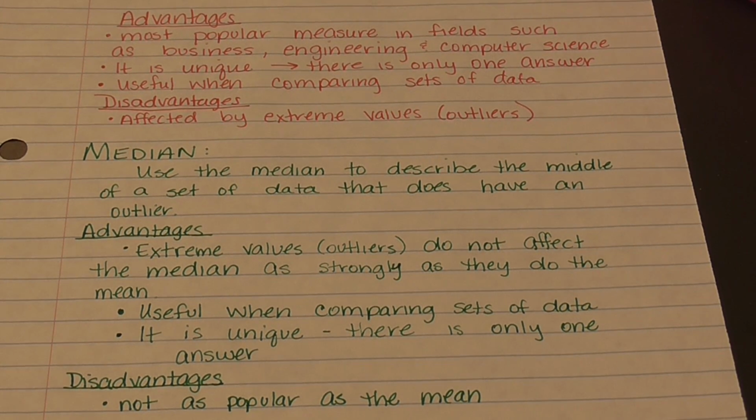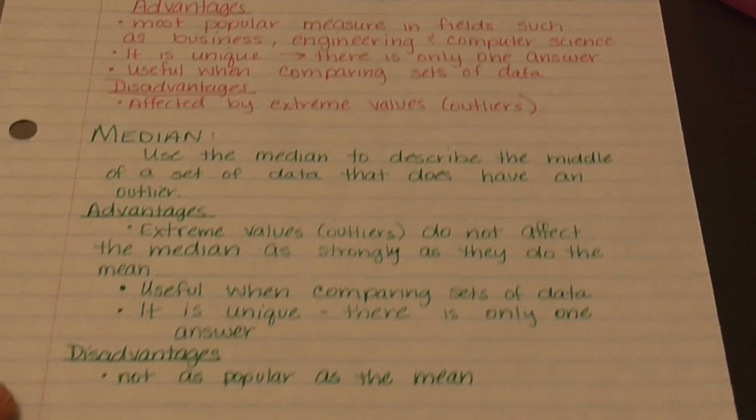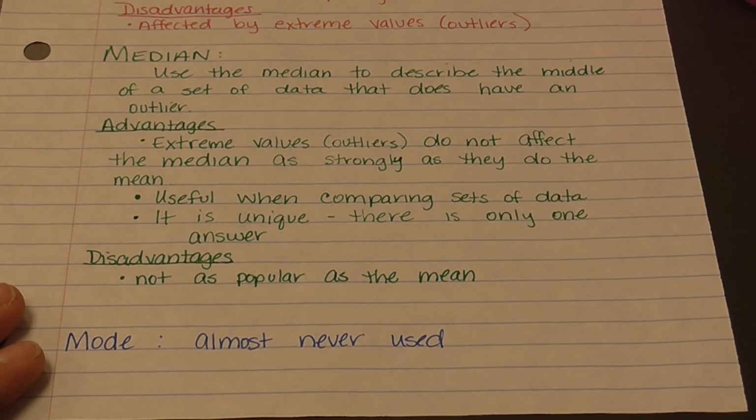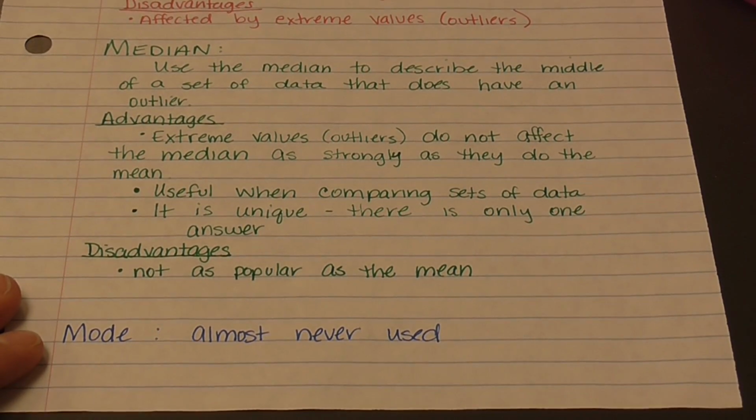It's useful when comparing sets of data. It's unique in that there's only one answer, just like mean. The disadvantage is not many people necessarily understand what the median is, so it's not used very often. Mode is almost never used, so we're not even going to go into all the advantages and disadvantages of it.